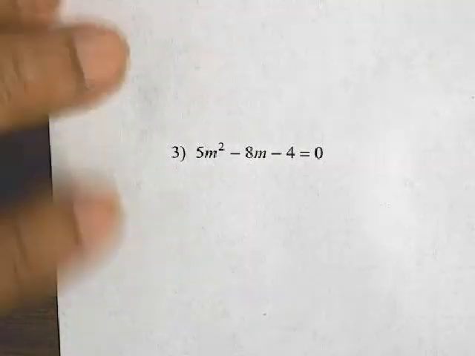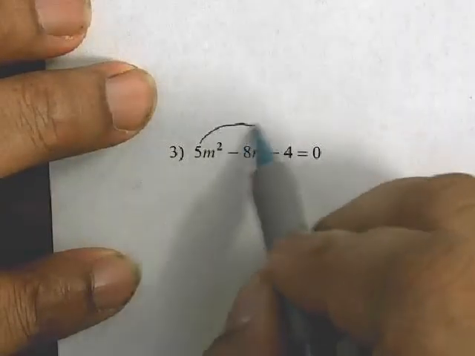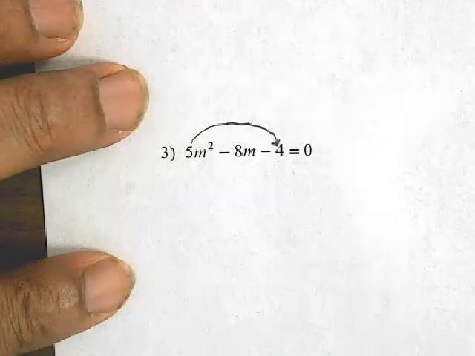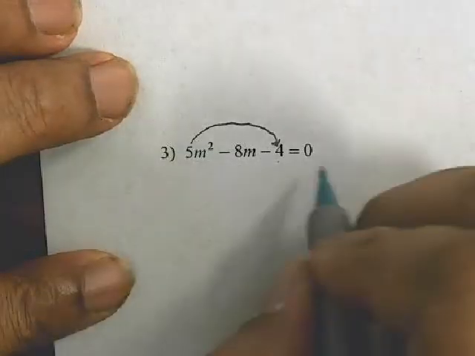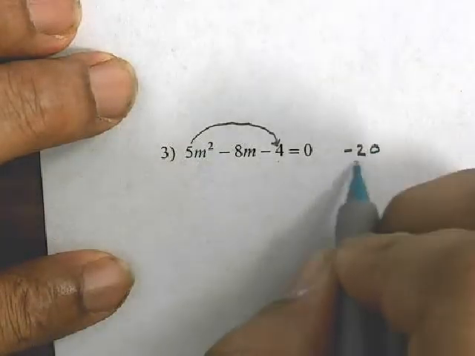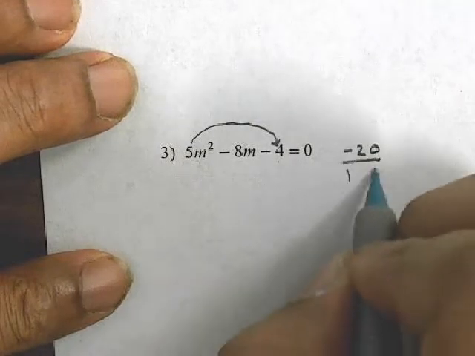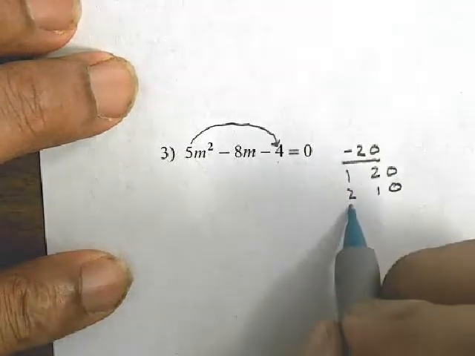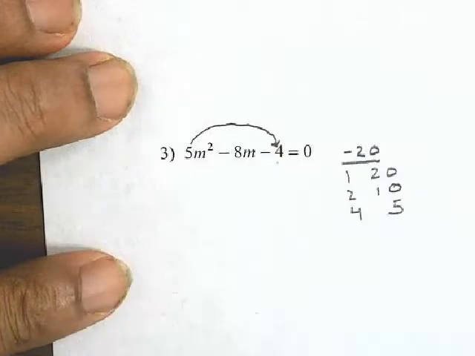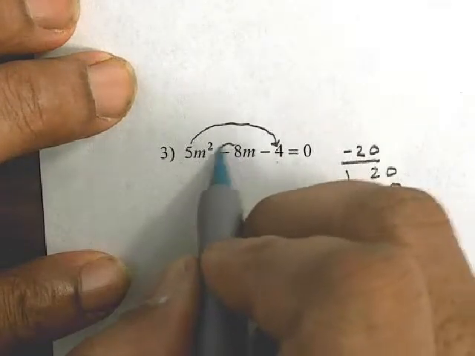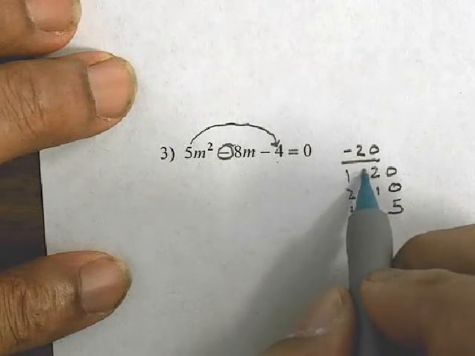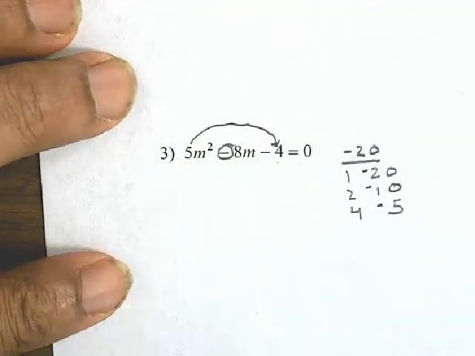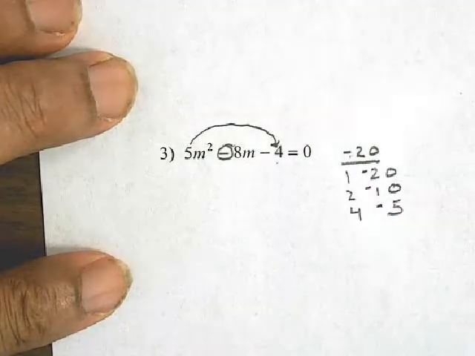The same thing. Multiply 5 times negative 4. By the way, in order to do this, it has to be in standard form of a quadratic. 5 times negative 4 is negative 20. So we start with 1 and 20, 2 and 10, and 4 and 5. Those are all the factors of 20. Now, the larger factors are going to be negative. Negative times the positives and negative, our signs are good.